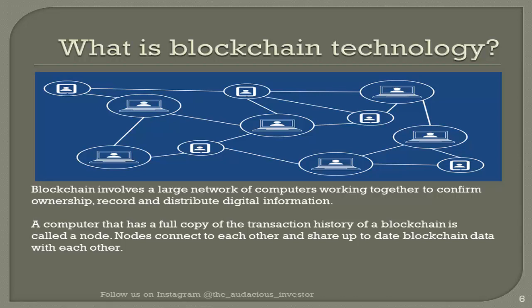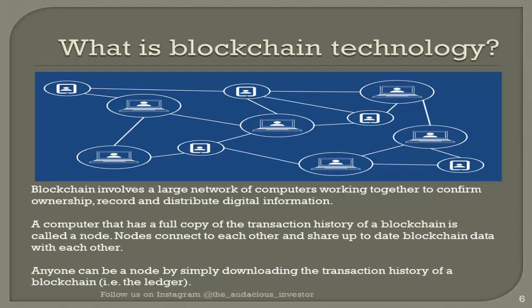So nodes connect to each other and share up-to-date blockchain data with each other. As you can see in the diagram, all those computers, they are all connected to each other, and they are all sharing information with each other, and they are all nodes. And that's what makes blockchain technology distributed, because the nodes share that information with each other, and that's what makes it decentralized as well, because anyone and everyone can be a node and have a copy of the ledger. Anyone can be a node by simply downloading the transaction history of a blockchain, in other words, the ledger.